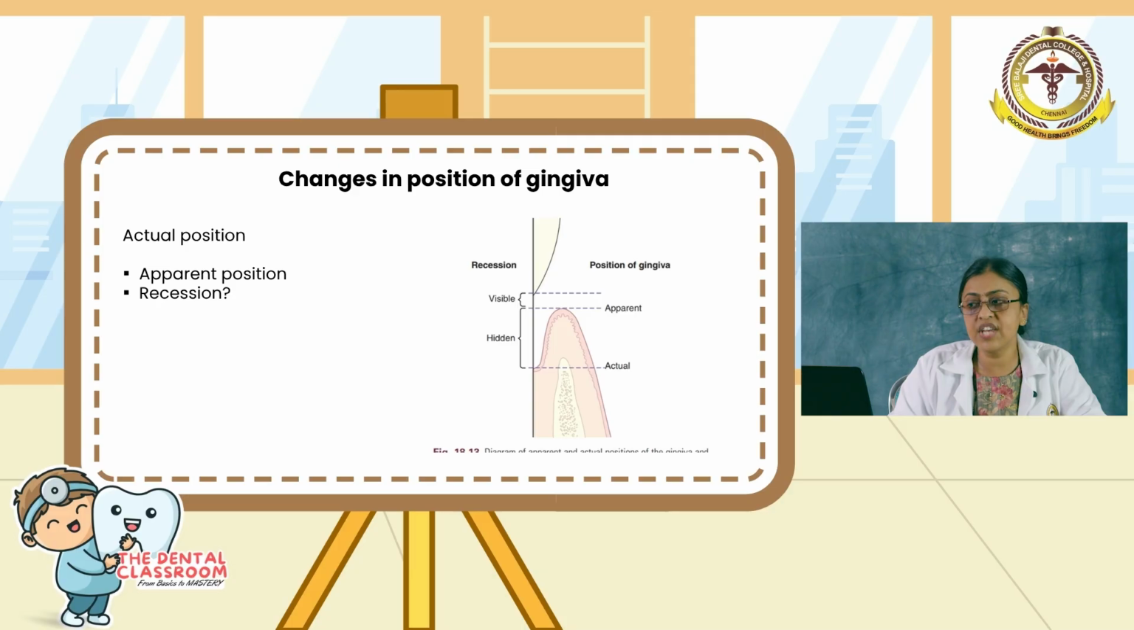Now, what is the change in the position of gingiva? What is actual position and apparent position? The actual position is the level of the coronal end of the epithelial attachment on the tooth. The apparent position is the level of the crest of the gingival margin. The recession is determined by the actual position of the gingiva and not by the apparent position.